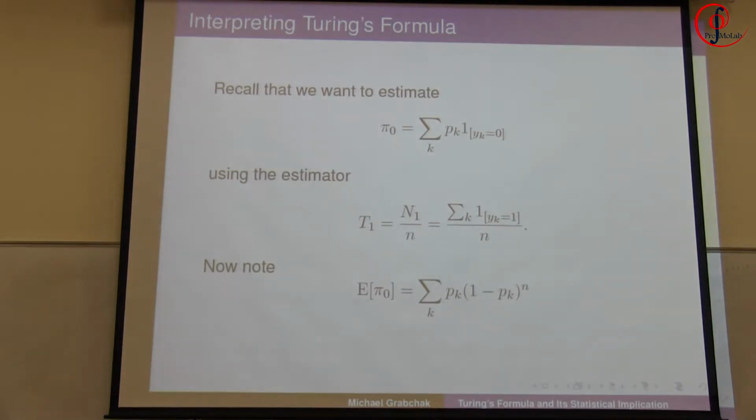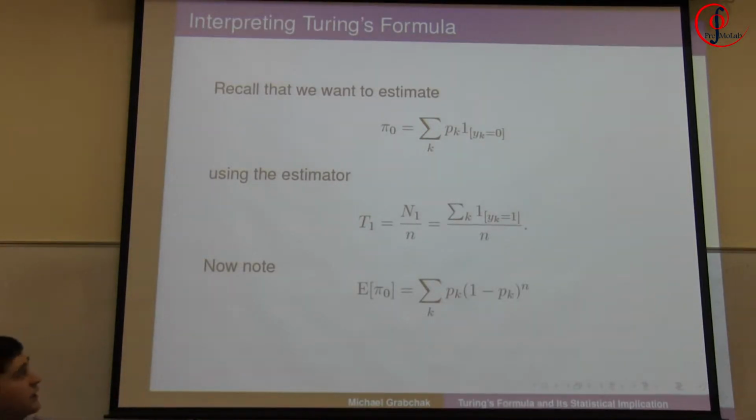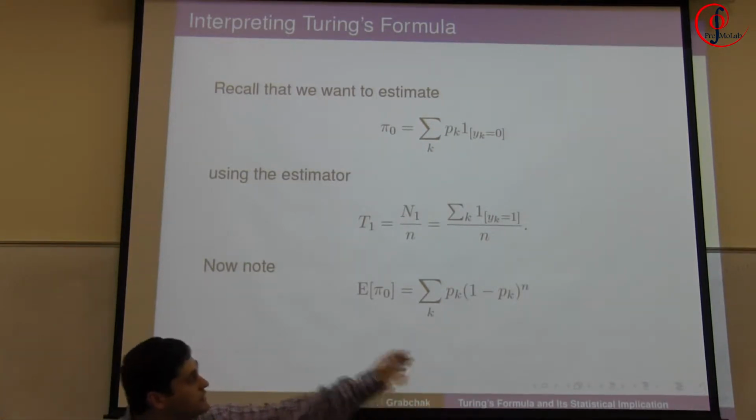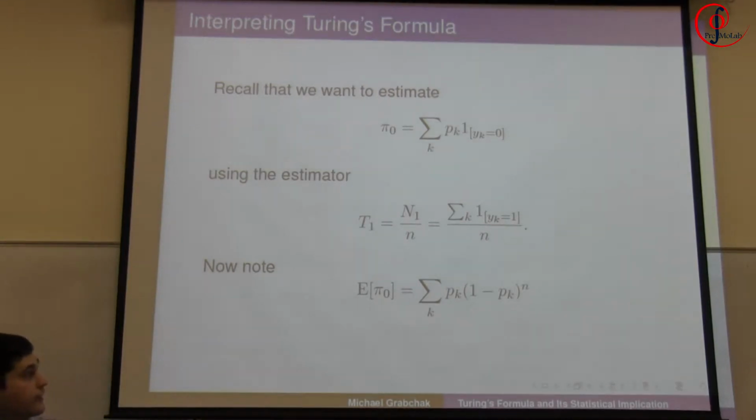Well, one thing we could note is that the thing we're trying to estimate is random. It depends both on our sample and on things that aren't known. And so we can ask, what's the expected value of pi 0? It's a very simple exercise that this is just the sum over all the letters, pk times (1 minus pk) to the power n. So that's the expected value of pi 0.